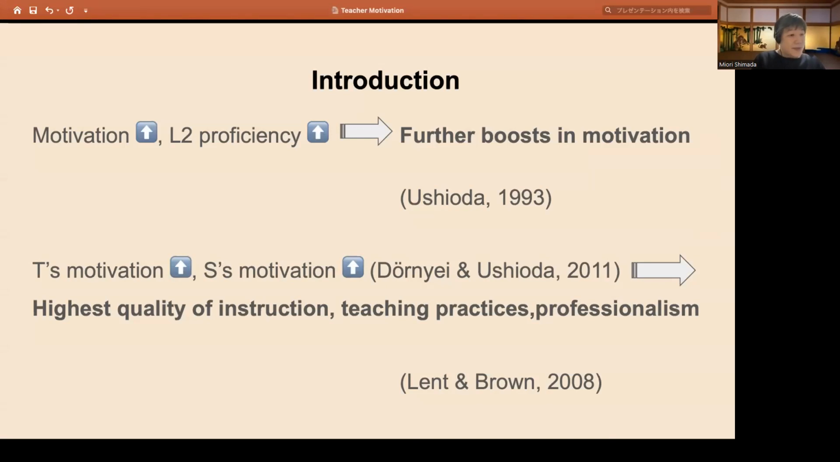Lent and Brown believe that school effectiveness is largely determined by student outcomes. Institutions should have a vested interest in understanding and monitoring their teachers' motivation to help maintain the highest quality of instruction, teaching practices, and professionalism.